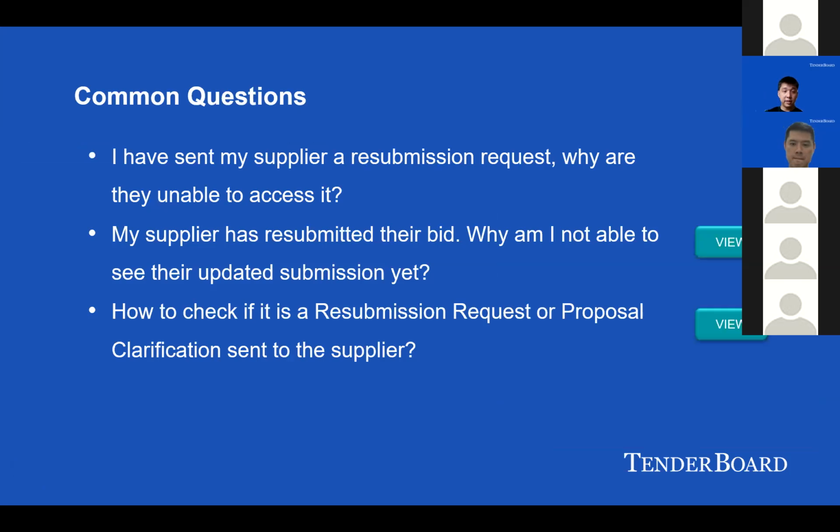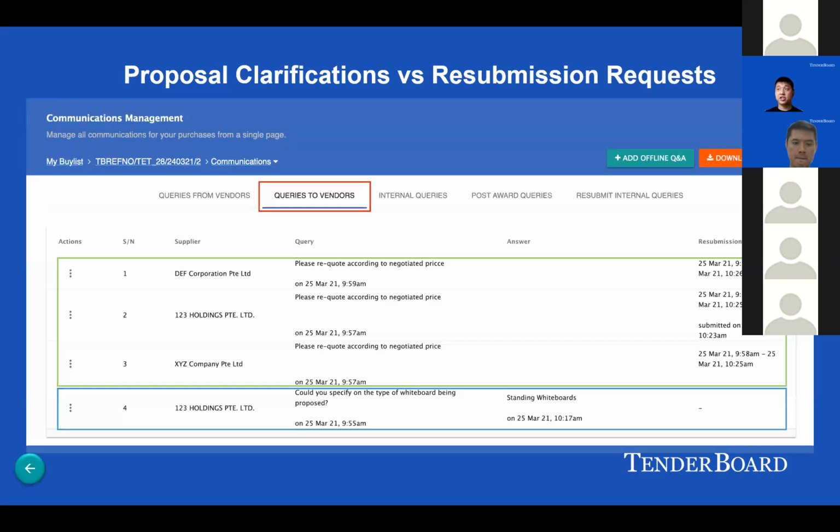Last but not least, how can I check if it's a resubmission request or a proposal clarification that was sent to the vendor? You can go to the communications page and this time go to the tab that says queries to vendors. This will list both the proposal clarifications as well as the resubmission requests. All resubmission requests will have information under the resubmission column. So you can see that the first 3 clarifications are resubmission requests.